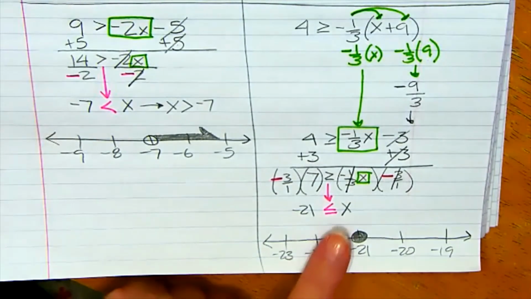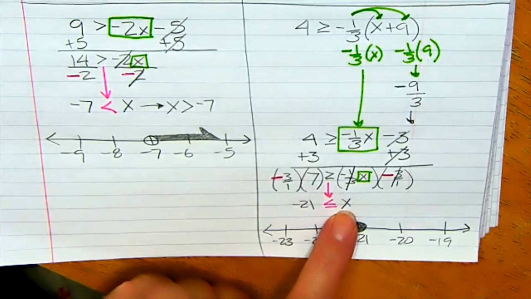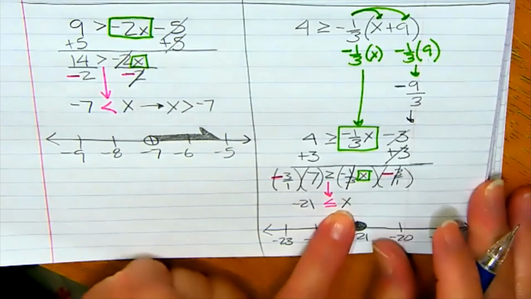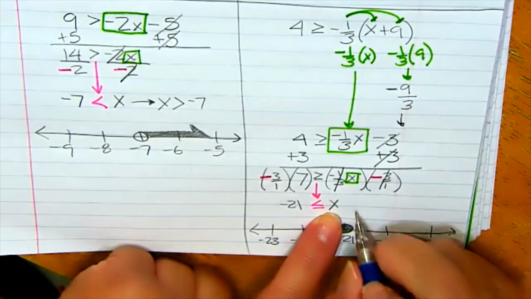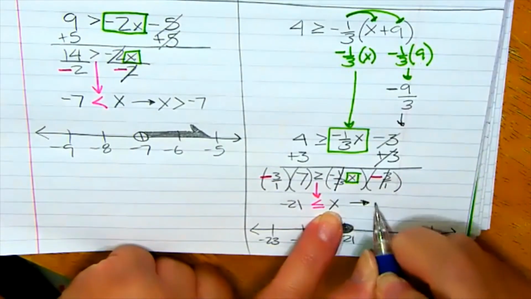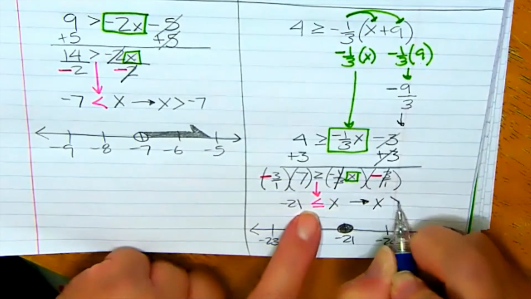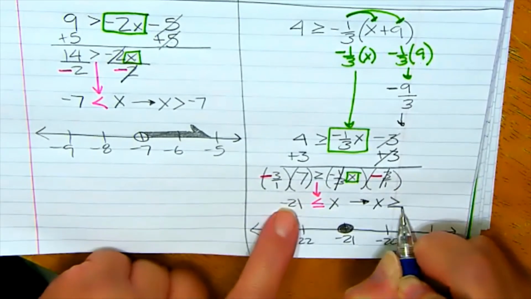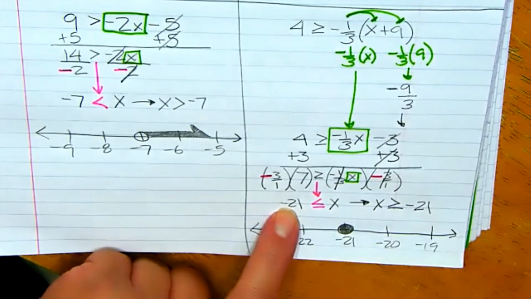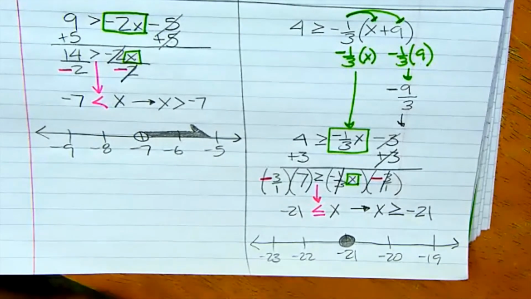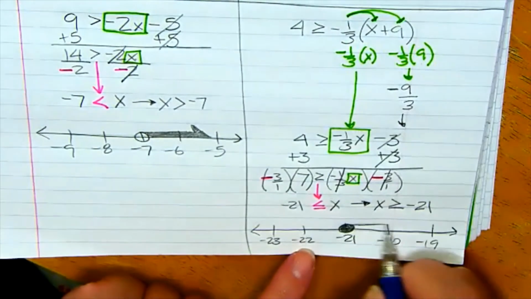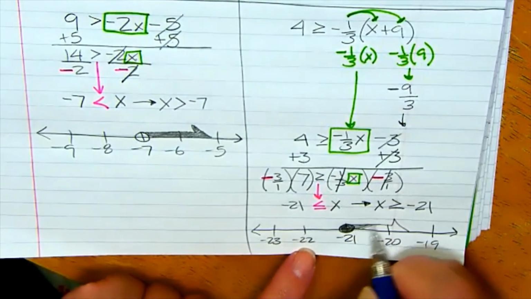Now I need to read this inequality starting with the variable. So that would be x is greater than or equal to negative 21. And we know that greater than means to the right.